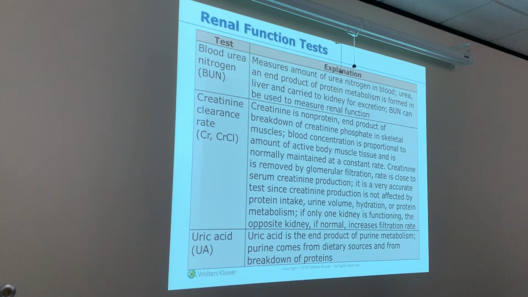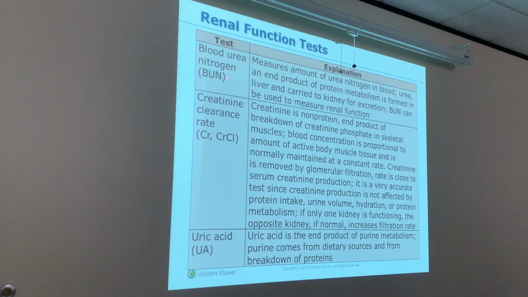Oh, here it is. BUN, blood urea nitrogen. How much nitrogen is in your blood? Creatinine is abbreviated CR, and uric acid, they can do it in the UA. Like they can check my urinalysis and find out how much uric acid I have.